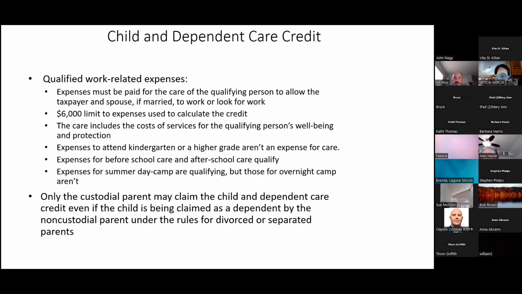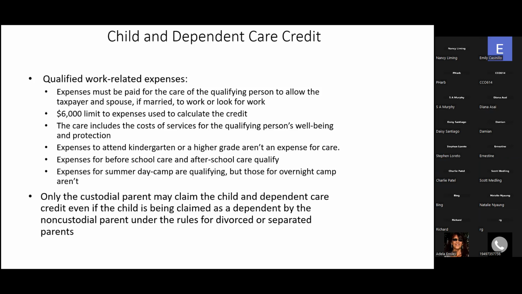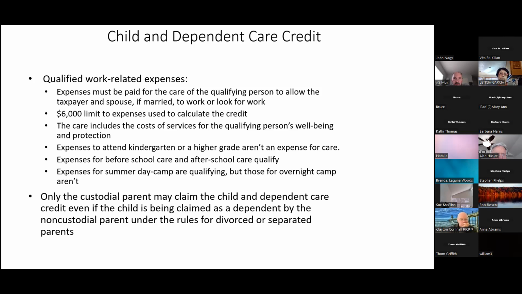Okay, work-related expenses. And so again, you're talking about someone dropping off typically their minor child, and they're going to work, they're looking for work, or in some cases, they're attending some type of college. And so you're paying expenses, and that's your out-of-pocket expenses. And then there's a limit to the expenses used to calculate the credit. So if you have 2 kids, then the limit per kid is $3,000. If you say, Jerry, will I pay $8,000 for each one of my kids? Okay, but the limit is $3,000 per kid, again, to calculate the credit.